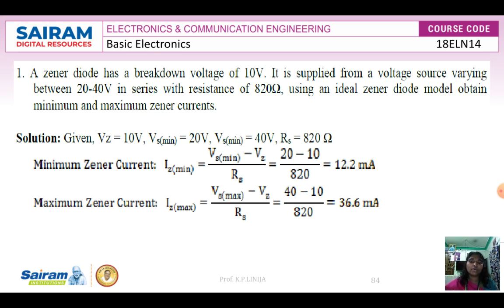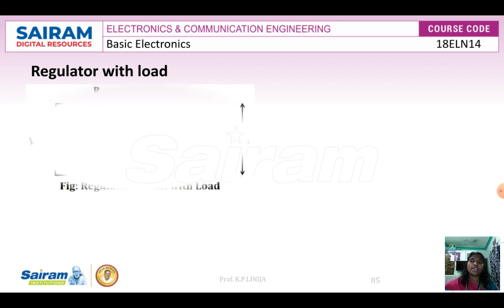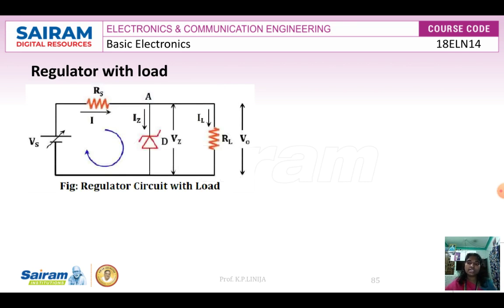Okay, hope everyone understood clearly. Unit is very important over here. Followed by that we will see the regulator with load. In the same circuit, the output terminal is terminated by a load resistor RL. Here along the diode the Zener current IZ is flowing, and along the load resistor the load current IL is flowing.